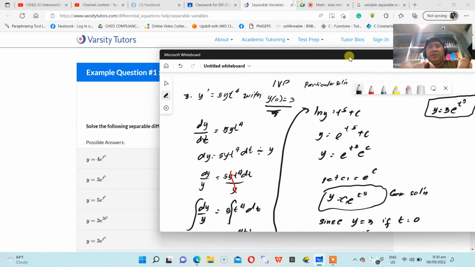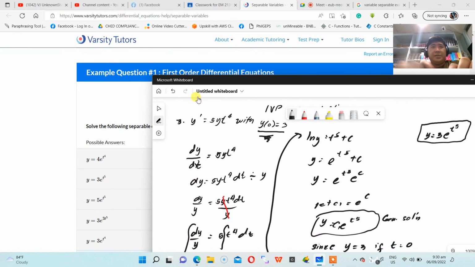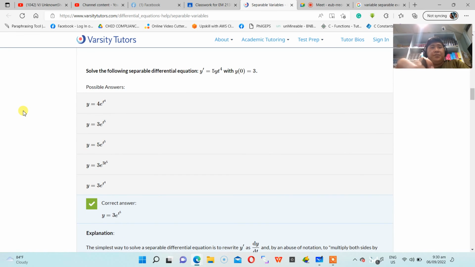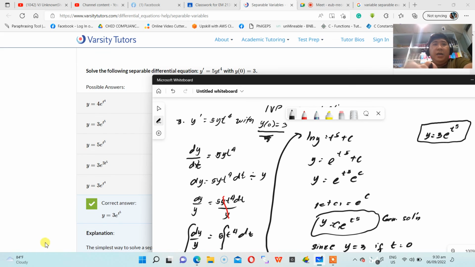So see if our answer is correct. Okay, if you could see, yeah, our answer is correct. y equals 3 e raised to the power of t raised to the power of 5.